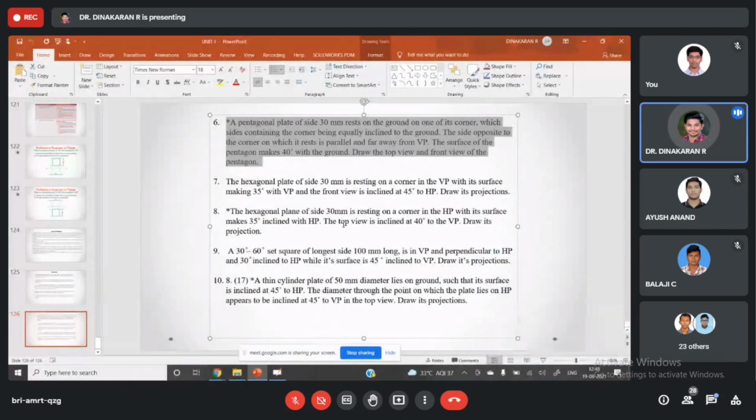Read the question and tell me what geometry is given, where it will rest, and where will be the third question, where will be the fifth question.